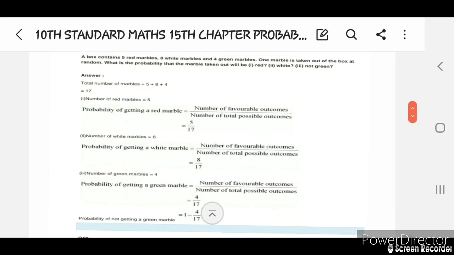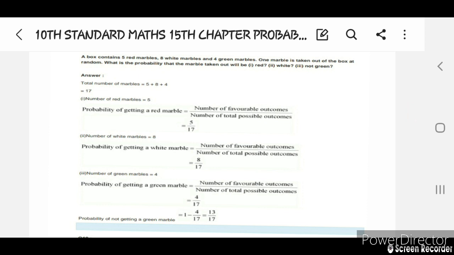A box contains 5 red marbles, 8 white marbles and 4 green marbles. One marble is taken out of the box at random. What is the probability that the marble taken out will be red, white, or not green? First we will take red. So 5 red marbles, 8 white marbles, 4 green marbles. Add all of these to get the total number of marbles. Therefore it will be 17.